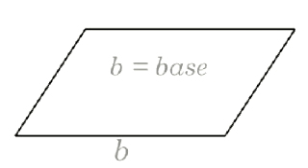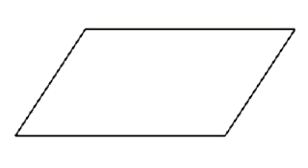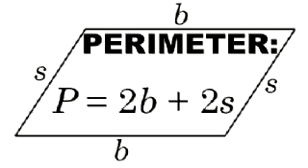For this parallelogram, I'm going to let B equal the base, S is going to equal the slant height. So to find a perimeter, just add up the length of the sides. S plus B plus S plus B. So my formula is P equals 2B plus 2S, or twice the base plus twice the slant height.